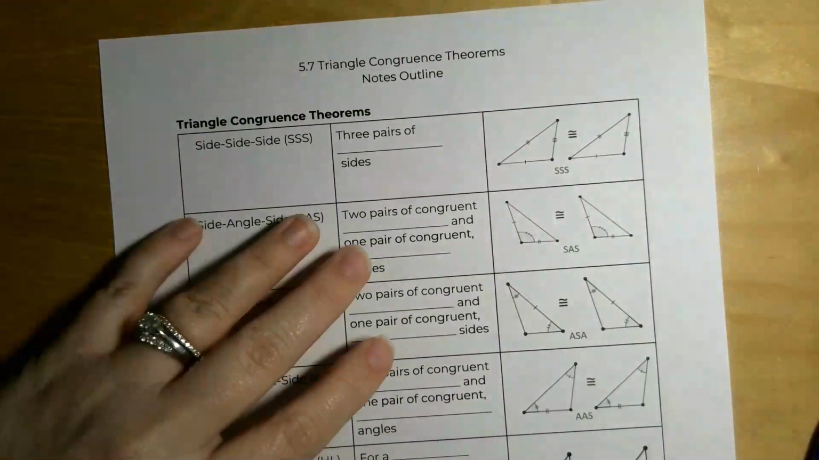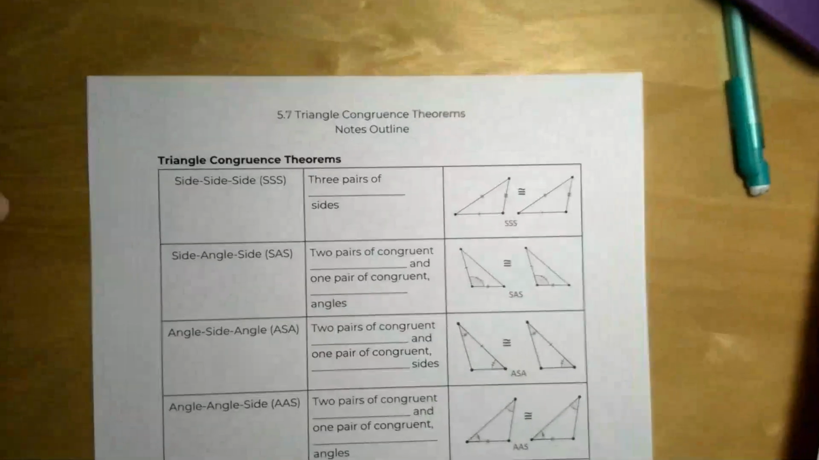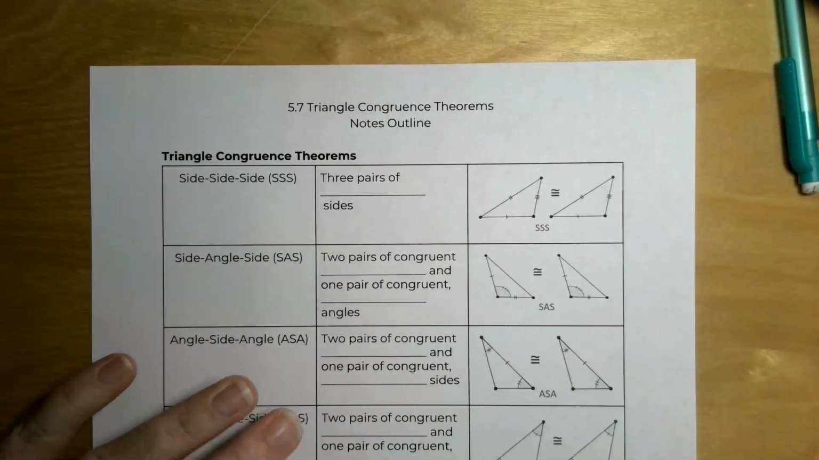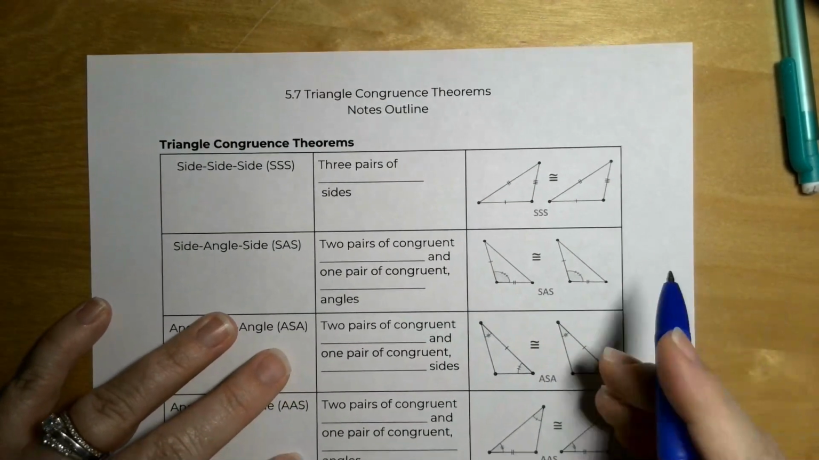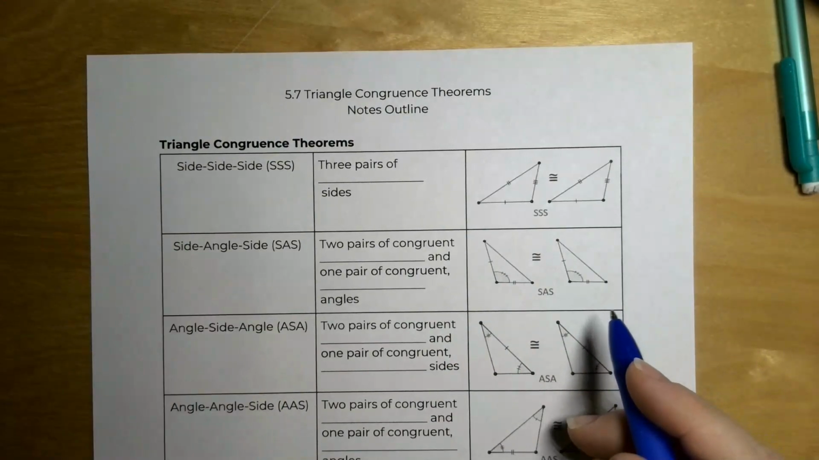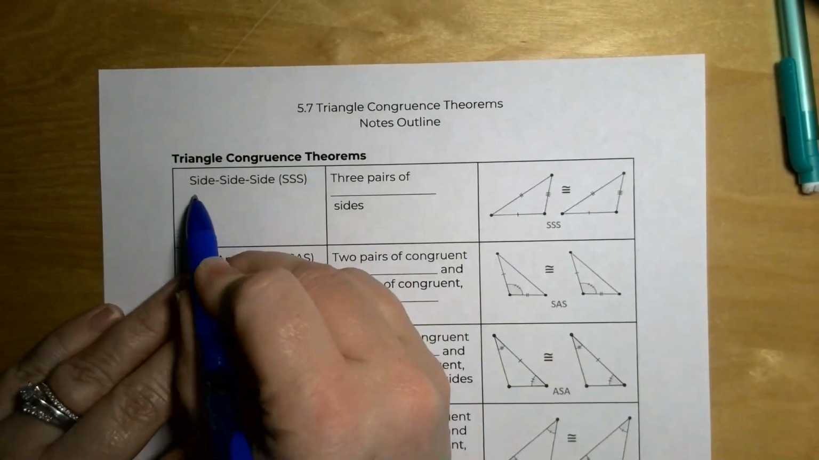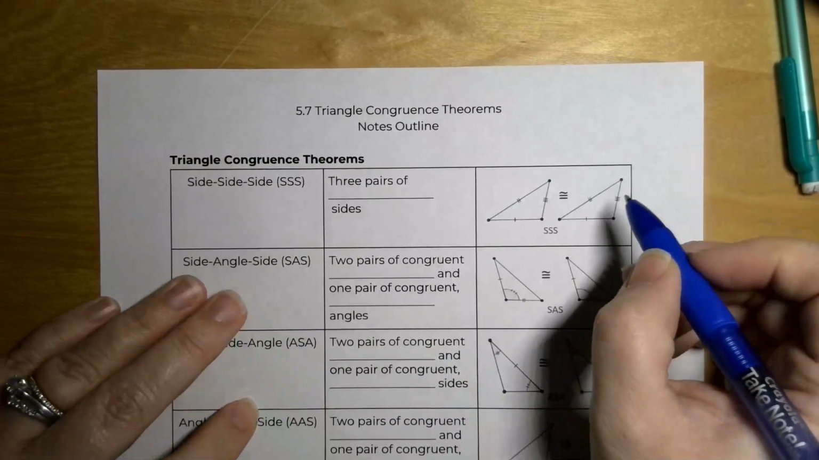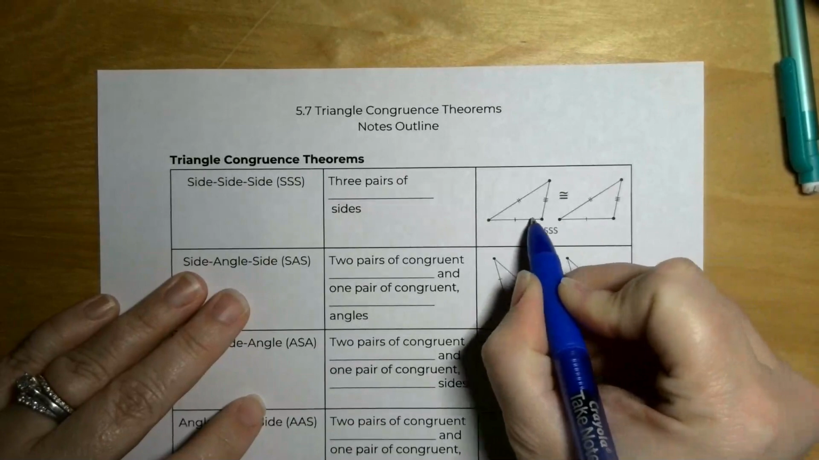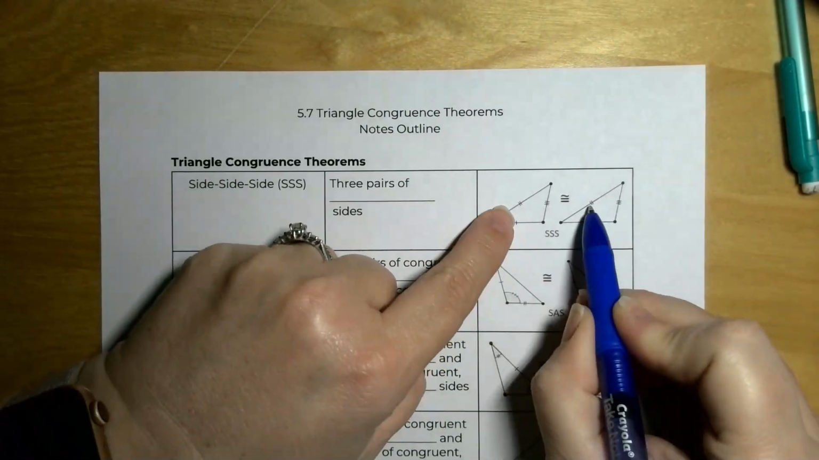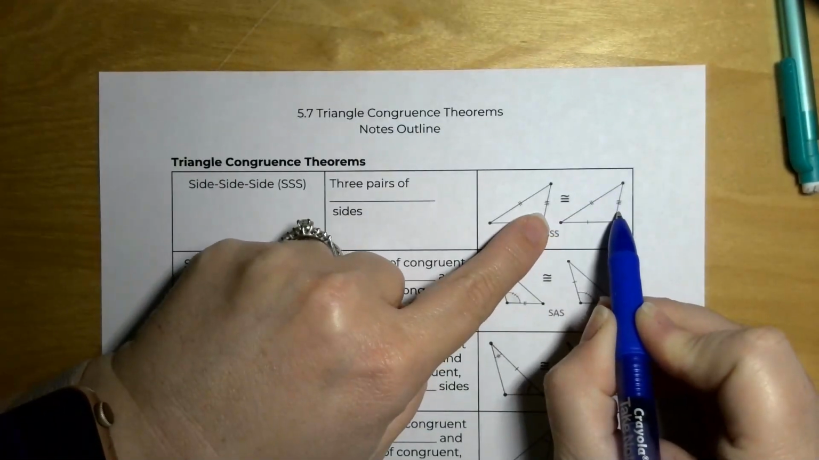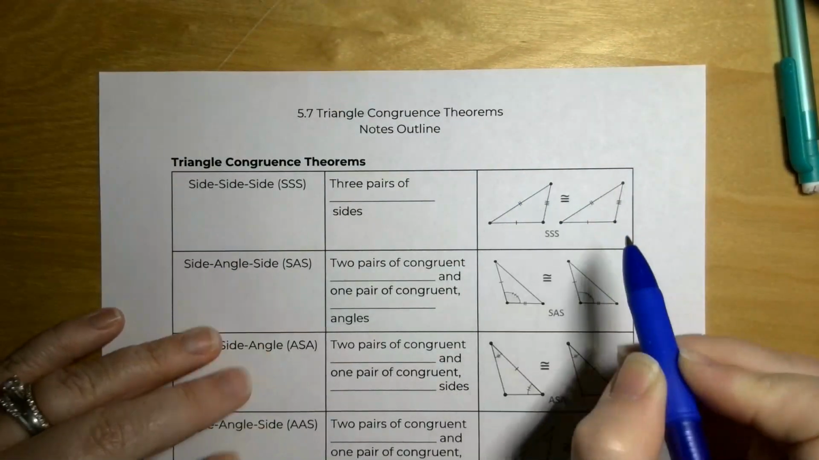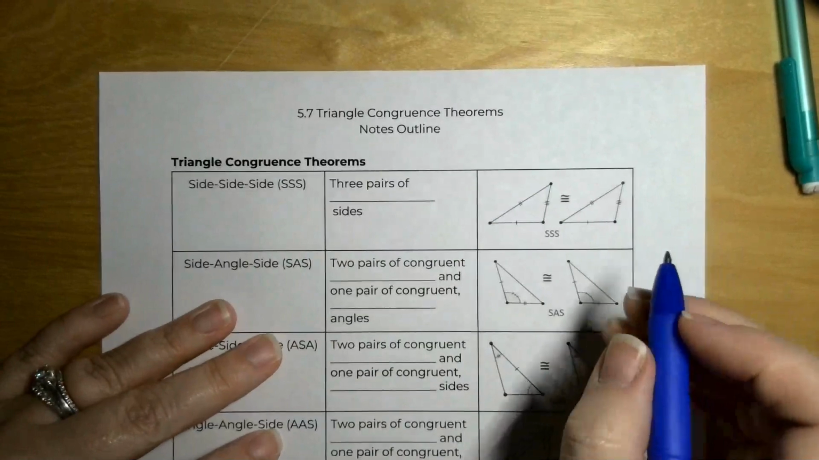Okay, so we are on 5.7, triangle congruence theorems. This is just a quick review of all of the congruence theorems that we have been reviewing over the last several sections. So starting off, side, side, side. We typically know that as SSS. You see you have a set of congruent sides there, a set of congruent sides there, and a set of congruent sides there. And if you have three sides here that are congruent to three sides there, you could say that the whole triangle is congruent.